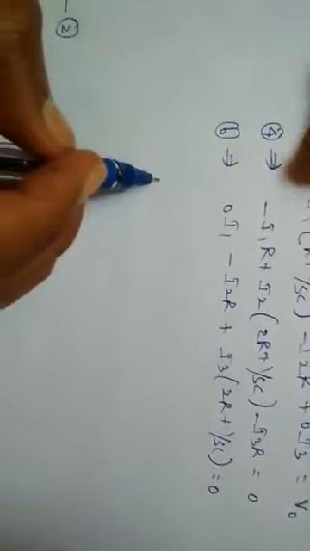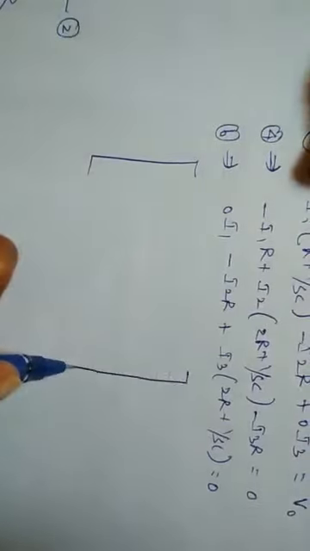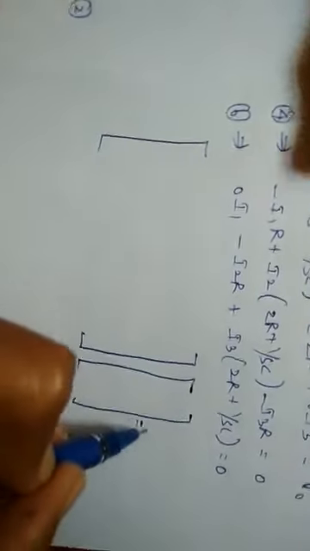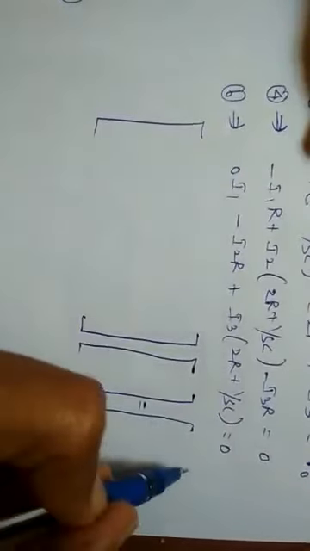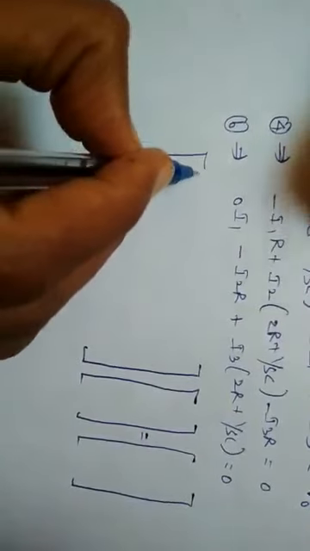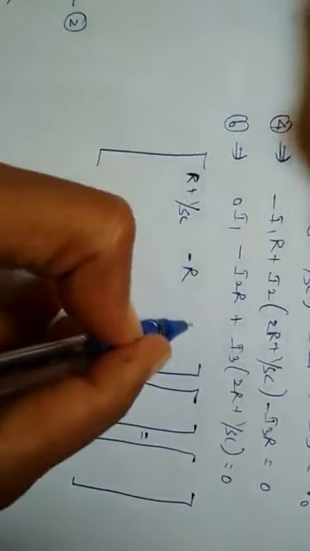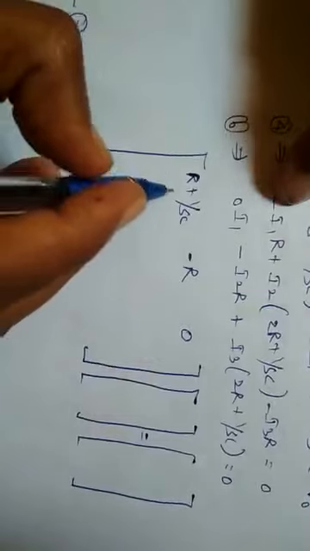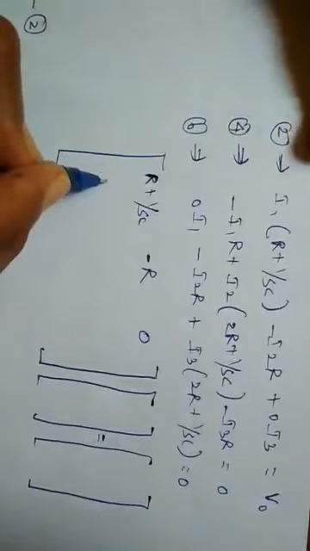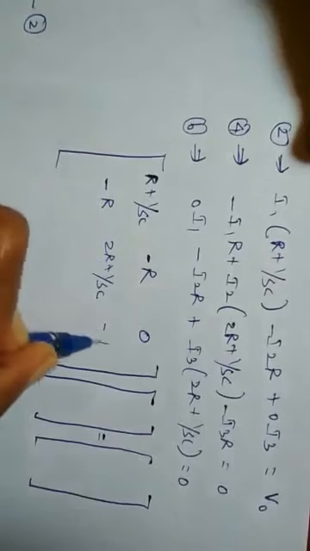So we can draw a 3 by 3 matrix for these three equations by considering all this I1, I2 and I3 along with the potentials available in the loop. So from equation 1 we have the factor of I1 is R plus 1 by SC, and for I2 it is minus R, and for I3 it is 0. Similarly from the second equation it is minus R, 2R plus 1 by SC and minus R.